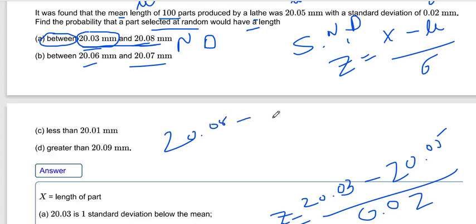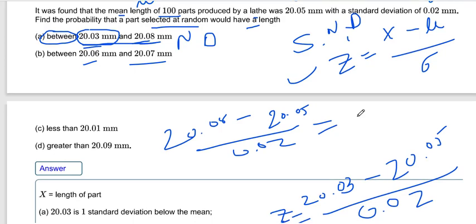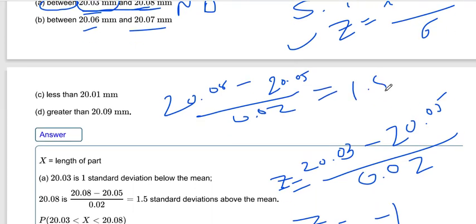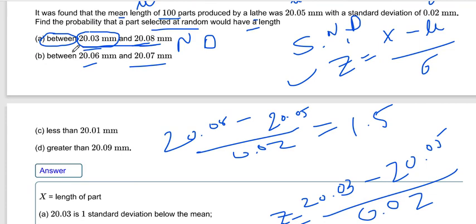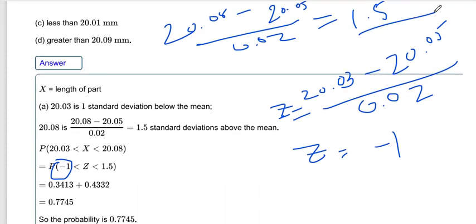20.08 minus the mean, which is 20.05, upon the standard deviation 0.02. We have to convert this random variable into a standard normal variable with the help of this formula: Z is equal to x minus mu upon sigma. So 0.03 upon 0.02 gives us 1.5. Now if you want to find the probability, it is the same as finding the probability between minus 1 and 1.5.